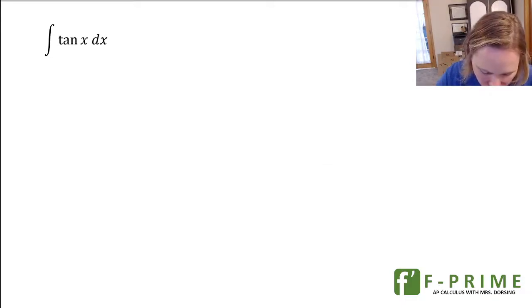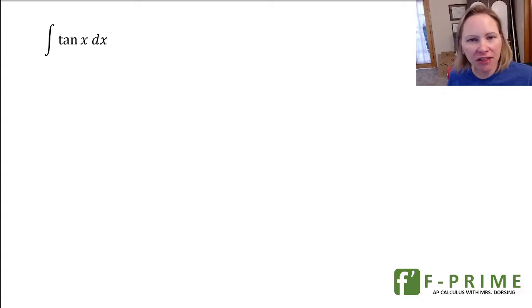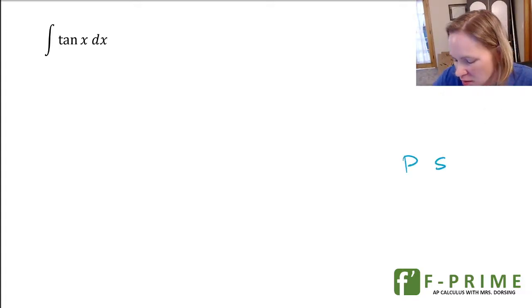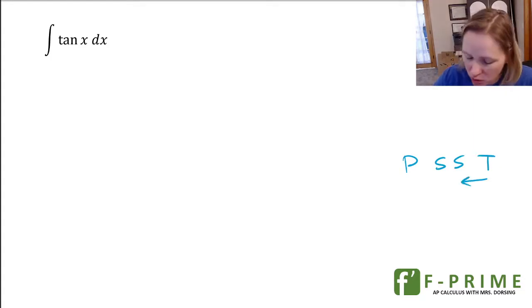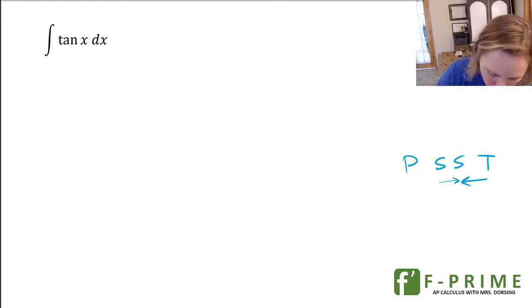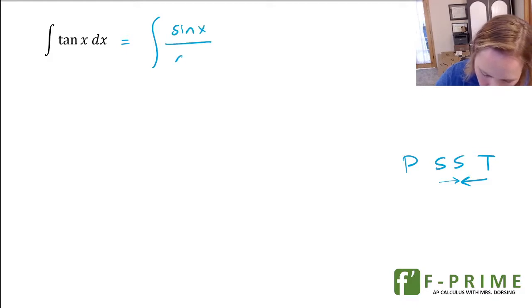But for this, the integral of tangent of x dx, remember, PST won't help you here. PST only works when we're finding the derivative of tangent, or when we're finding the derivative of secant. So here, it's not as easy as you might think, like, oh, that's just from my formula sheet. It's secant squared. No, that's the derivative. So always be careful and consider which direction you're going with your derivatives and antiderivatives. But here, what I'm going to do is rewrite this using sine of x over cosine of x.